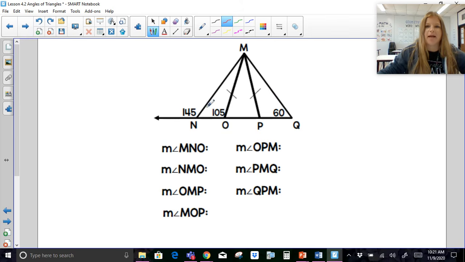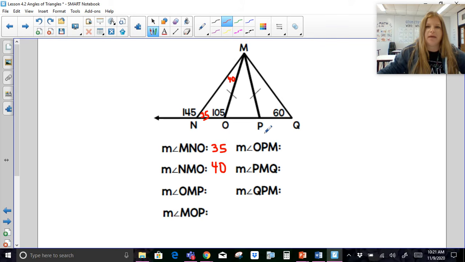Okay, next problem here. MNO. So MNO, if this is 145 rather, then this is 35, because that makes a linear pair. NMO, so let's see, 35 plus 105 is 140. So it means this little skinny angle here is 40 degrees.